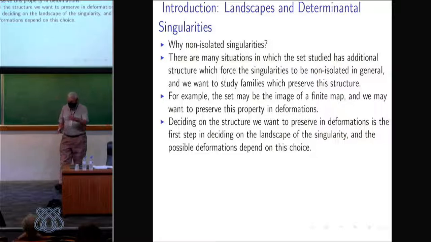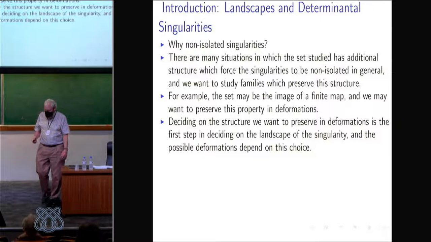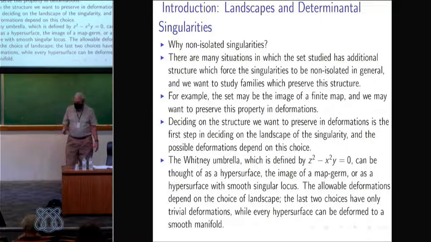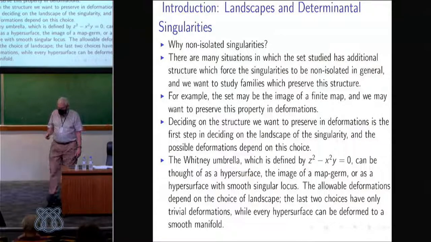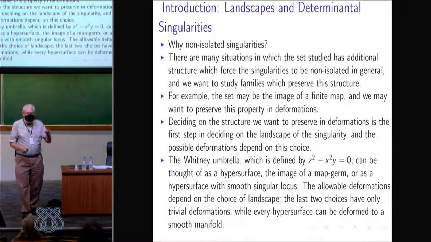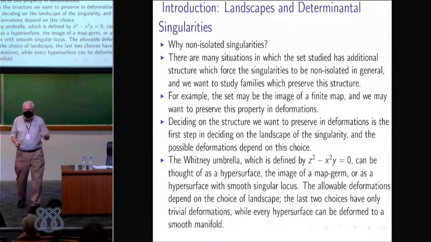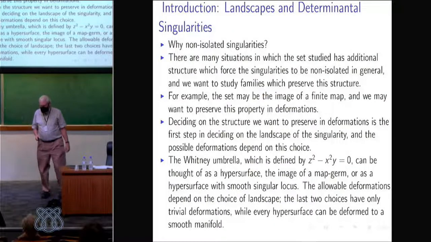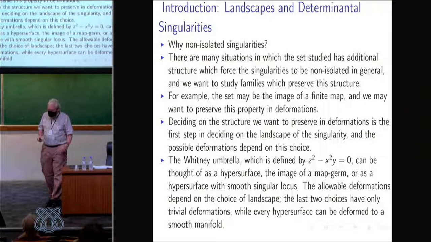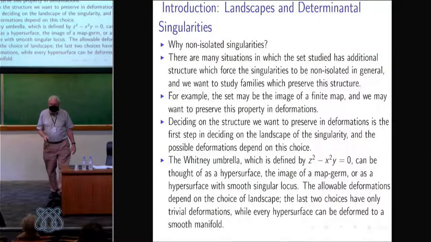And as Sidina said in her lecture, the landscape we're thinking of these days as being the allowable deformations. So we look at the structure, and that allows us to decide what the allowable deformations are, and then we have the landscape. As an example, we have the Whitney umbrella. This lives in 3 different landscapes, and depending on which landscape you pick determines what you have in the way of deformations. It's rigid in 2 of them. Well, every hypersurface, if you think about it just as a hypersurface without any structure, can be deformed to a smooth manifold.